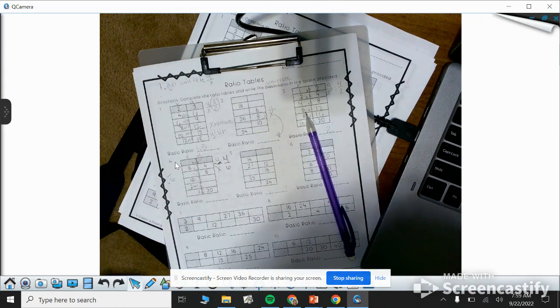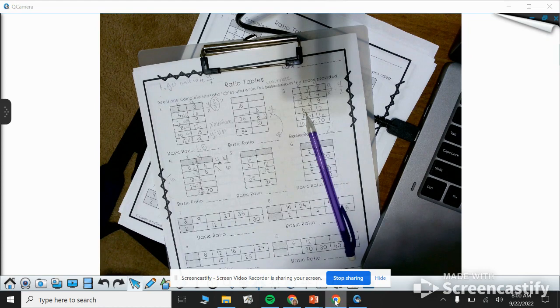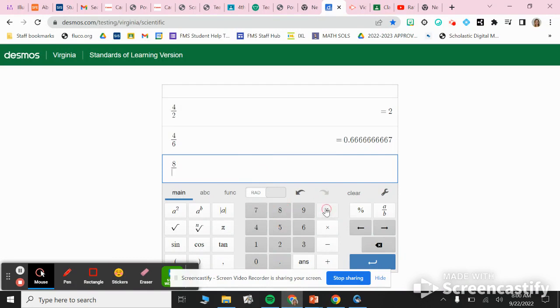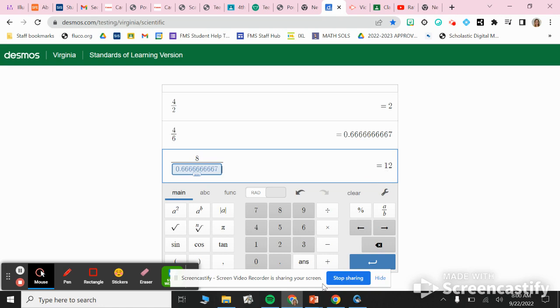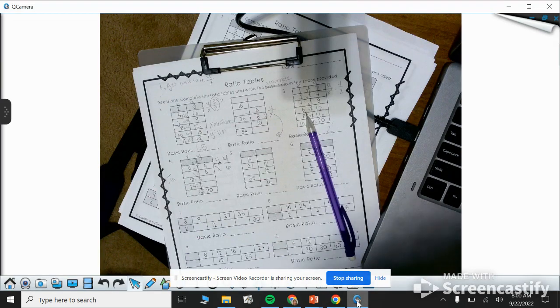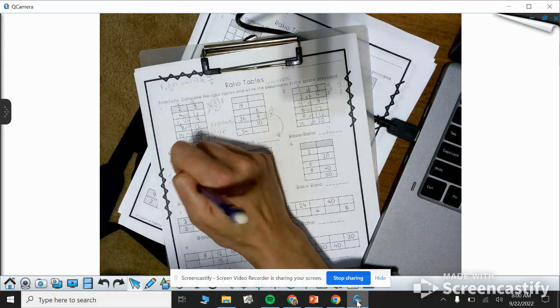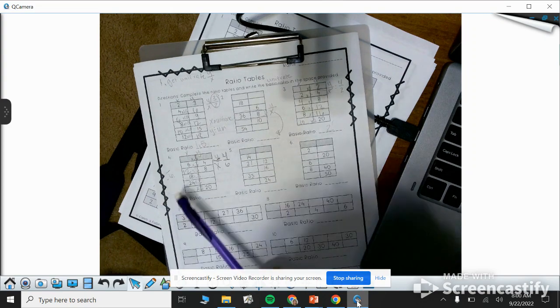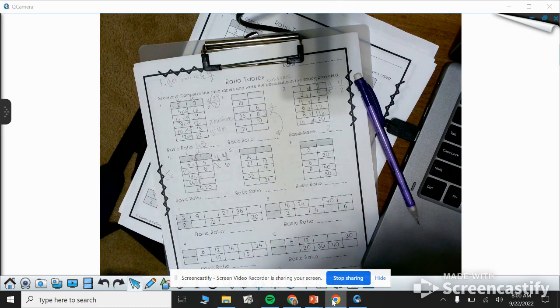Okay? 6 times 0.6 repeating would be 4. Something times 0.6 repeating would be 8. So what do I do when I have my y? I divide by the unit rate, and I get 12. 12 times 0.6 repeating would be 8. Yes, it is bigger. When you multiply by a decimal, the number gets smaller. 18 times 0.6 repeating. Let's go back to Desmos.